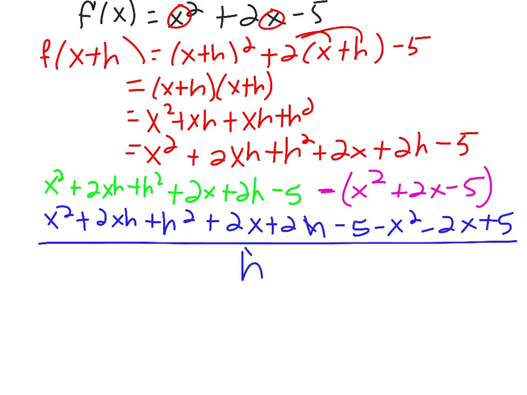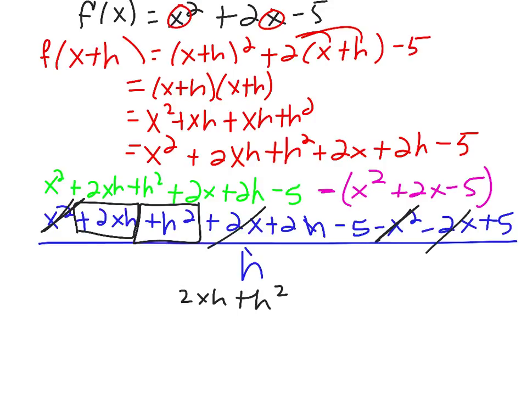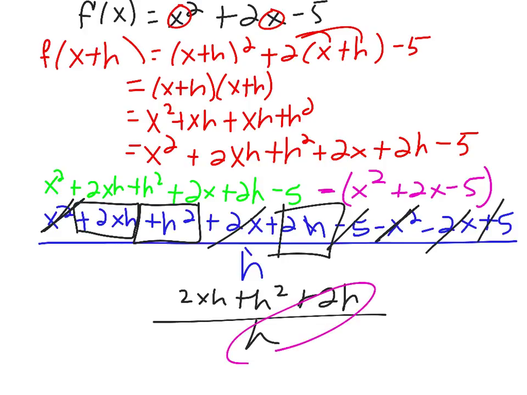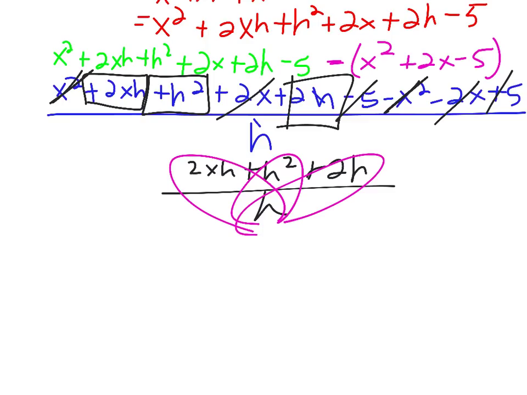All right, so let's see. So we should have a lot of things that are going to cancel out right now. So x squared minus x squared here. This does not cancel out, so it's 2xh. This does not cancel out with anything, h squared. 2x minus 2x cancels out. And then I have plus 2h. Negative 5 and positive 5 cancel out over h. Now I reduce all the h's. So then what I'm left with is 2x plus h plus 2. Okay, so let's take a look at 7b.